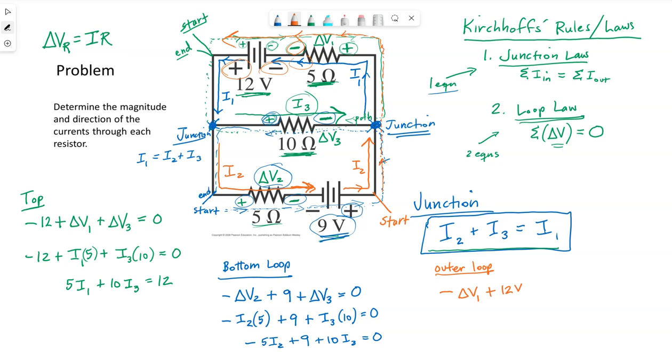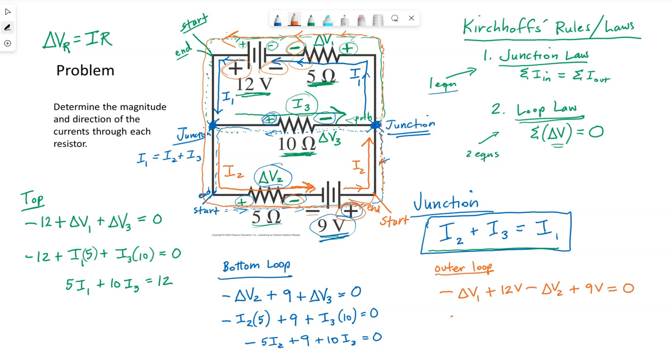I'll put the units on for a sec. Okay, I continue my path. The next element I pass by is this bottom 5 ohm resistor. Since I'm going with the current, I'm seeing that drop of delta V2. I pass by this battery. As I pass by this battery, I'm going low to high. So I'm going to see an increase of 9 volts. That gets me back to where I started. So I can now say this equals 0.